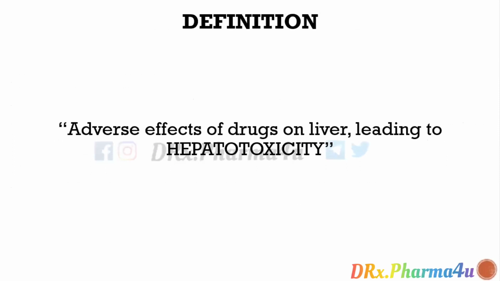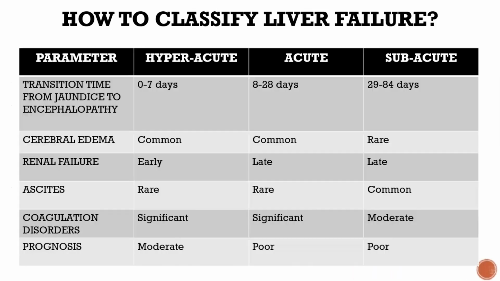If we look at the definition of drug-induced liver disorder, it's very simple: adverse effects of drugs on the liver leading to hepatotoxicity. Now, when we classify liver failure or liver disorder, there are three ways in which we can do that. One is a hyperacute stage, one is an acute stage, and one is a subacute stage.